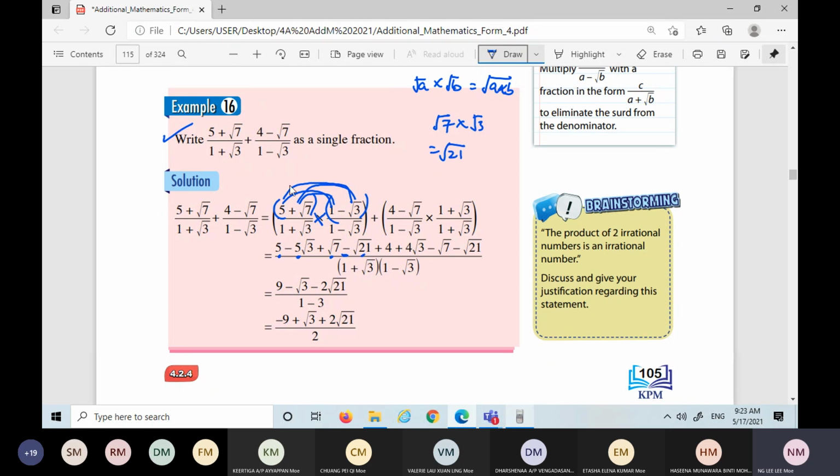So this is for the first term. After that, here is plus, so you just continue with the plus. If here is minus, then you have to put a bracket around this whole thing. But since this is plus, there is no need.